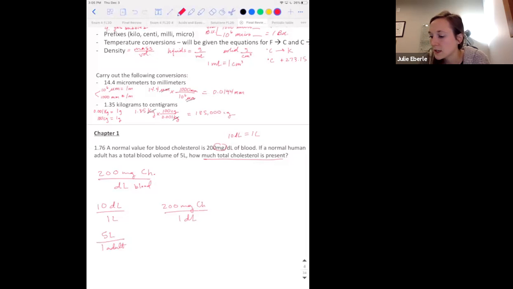Per 1 deciliter. Now, I want units of milligrams in my answer because it was just how much cholesterol. So we want to keep that unit because that is the unit that belongs to cholesterol, milligrams. But I want to cancel deciliters. I don't want to know how many milligrams per deciliter. I want to know how many milligrams of cholesterol per adult. So I'm going to cancel deciliters by plugging in the second relationship, 10 deciliters for 1 liter.